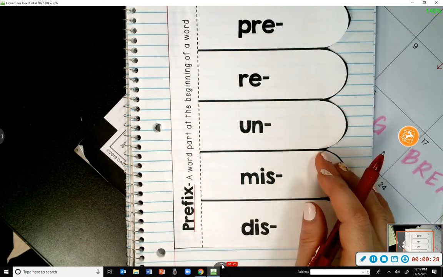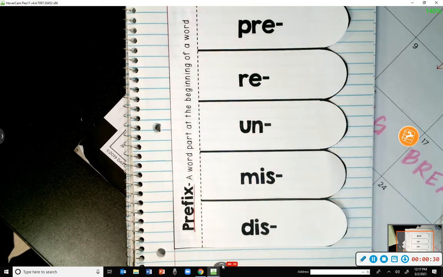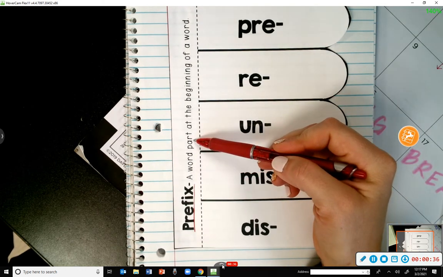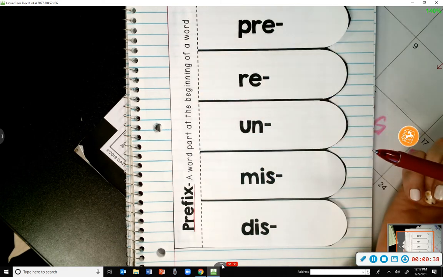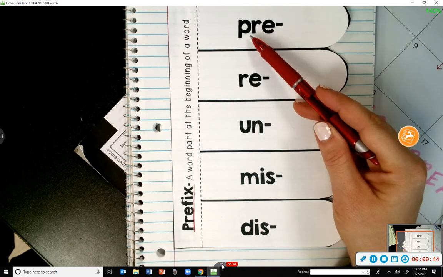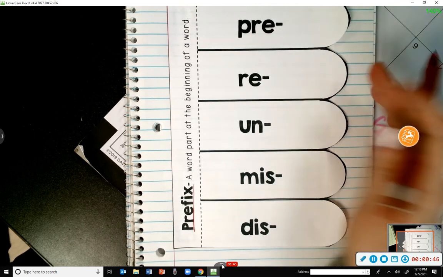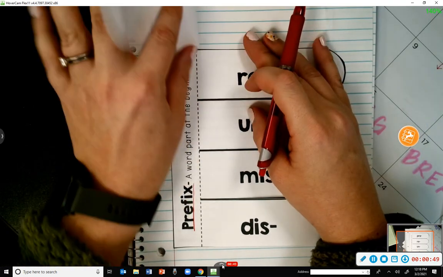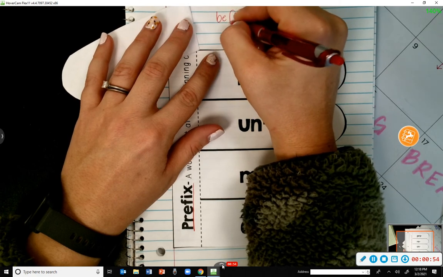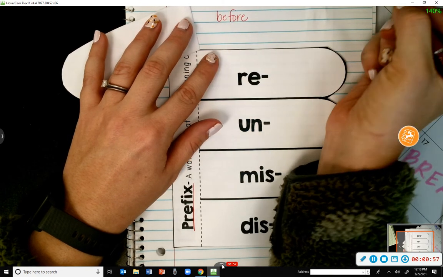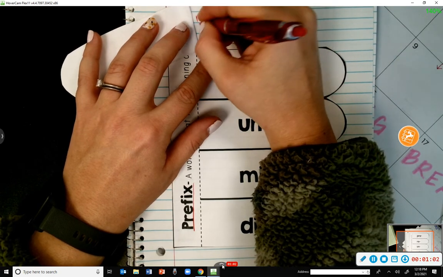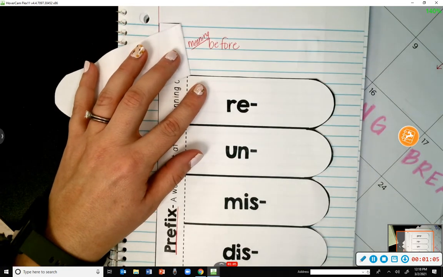Prefix means that it's going to have a part in front of the word. Okay? So a prefix is a word part at the beginning of a word. Sometimes a word might have the letters P-R-E in front of it. P-R-E is going to make the word mean before. Okay? So the meaning is before. Y'all see that? Let me zoom in a little bit.